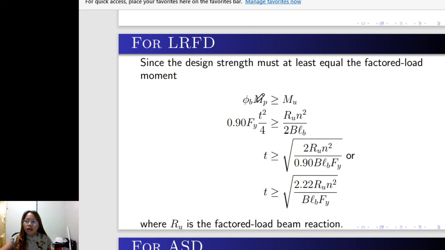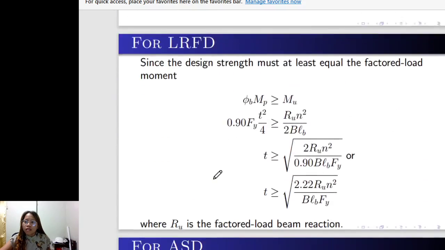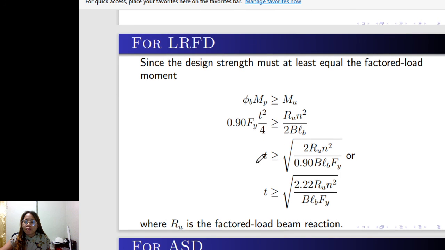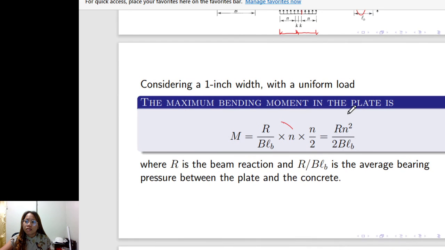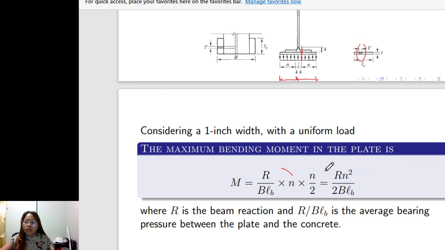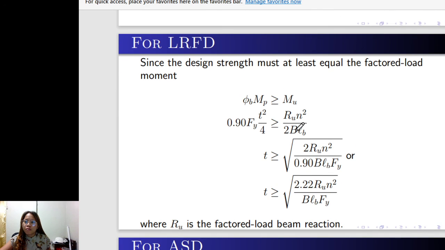Then the resistance factor for bearing strength, for bearing plate, the resistance factor for bearing is 0.9, times the plastic moment, which is equal to Fy t squared over 4, greater than or equal to the ultimate load factor times N, the one from earlier, due to the applied loads. So, ultimate load times N over 2B times L sub B.